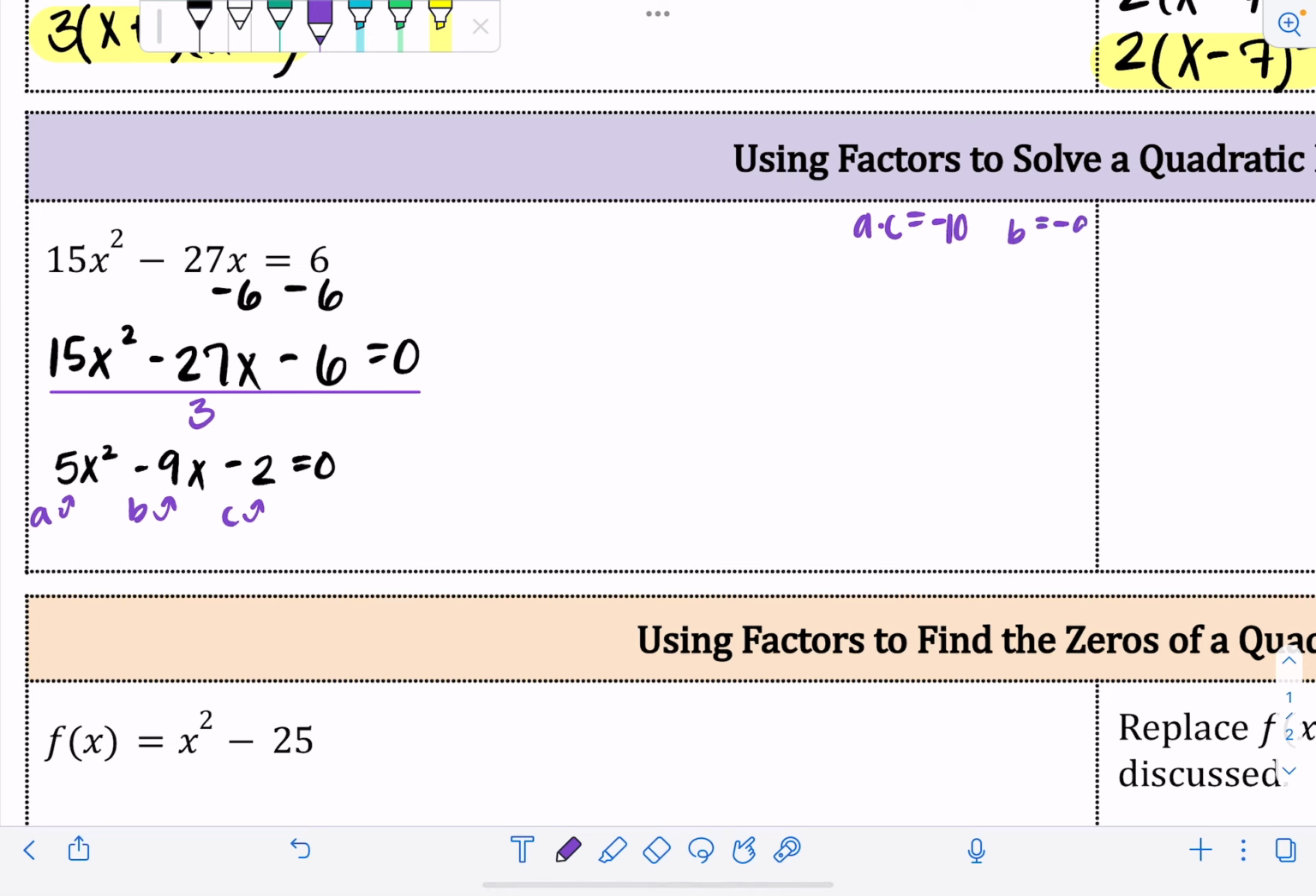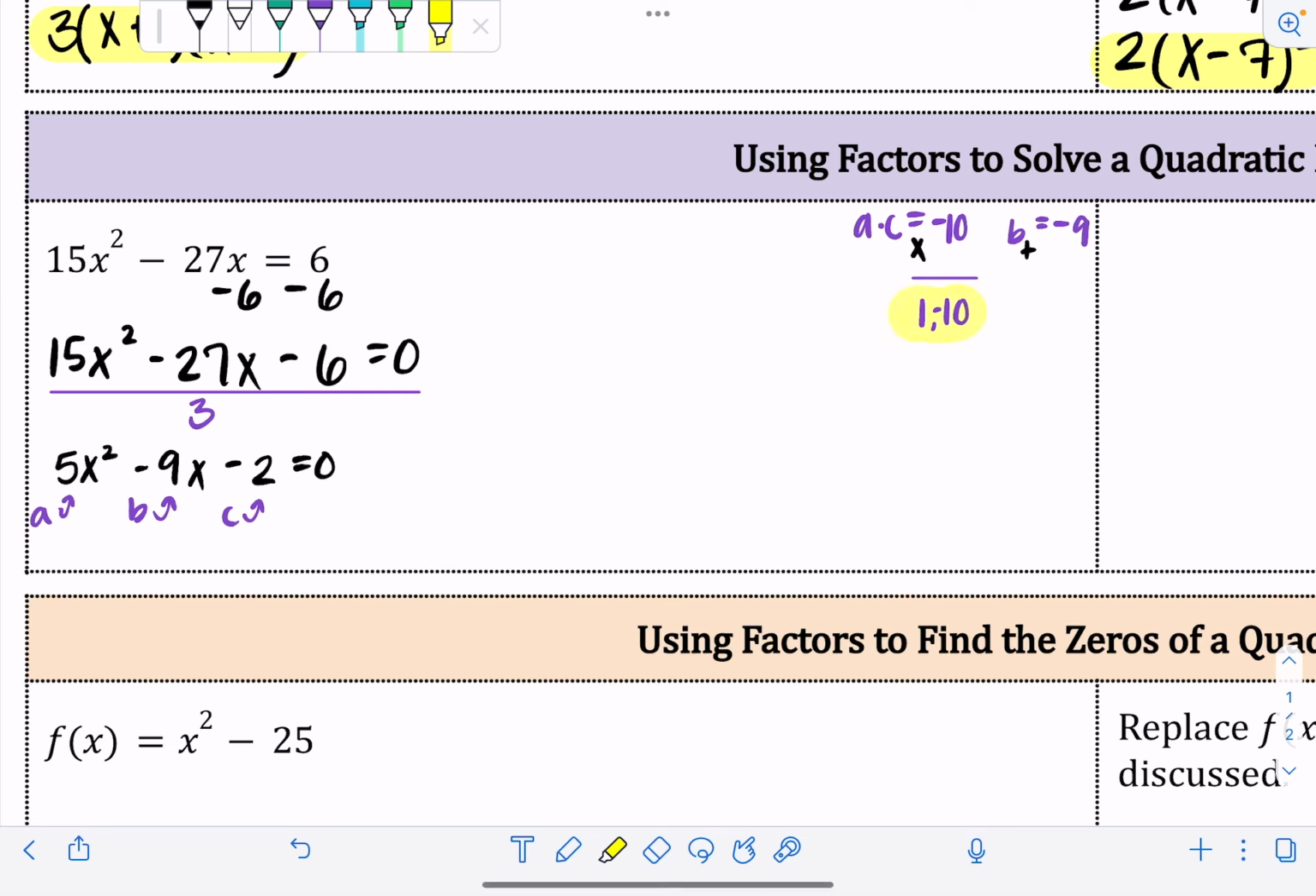So I need numbers that multiply to negative 10 but add up to negative 9. For multiplying to negative 10, I can do 1 and 10, and then I just need to make one of them negative. To make them add up to negative 9, I would make the 10 negative. So that combination works.